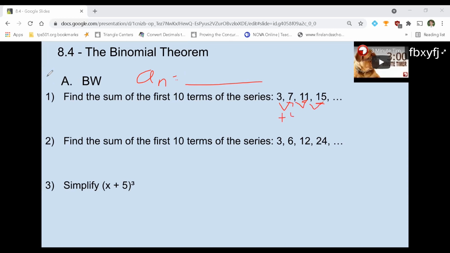What do you add each time? 4. So for this one, our first number is 3. The common difference is 4. And then for an arithmetic sequence, the formula is dn plus your first term minus d. So for us, that would be 4n plus, well, actually really minus 1. 3 minus 4.